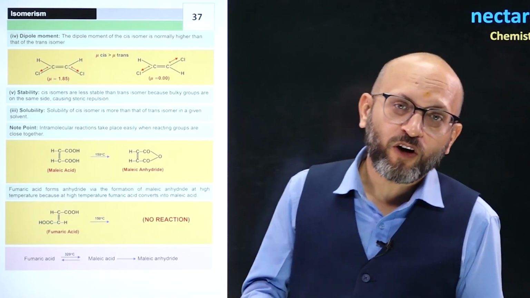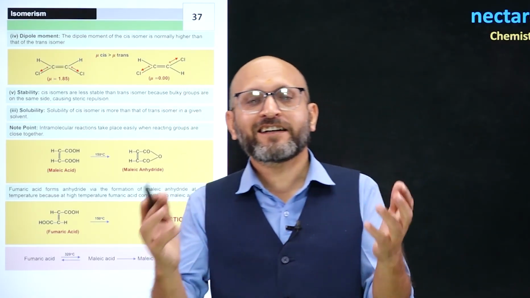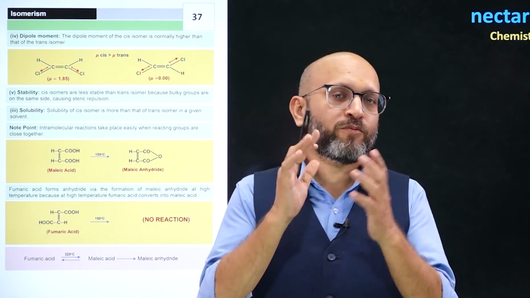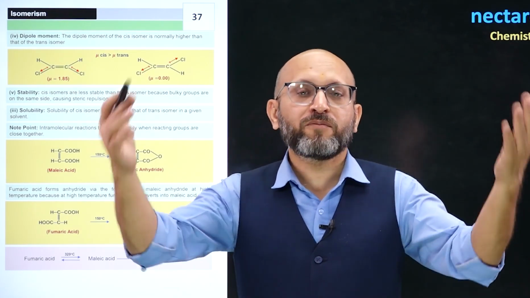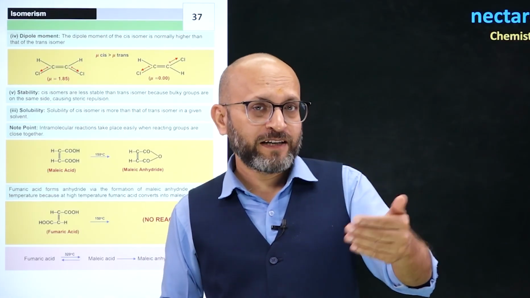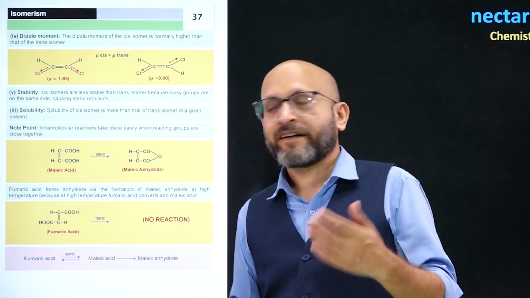Next point is solubility. Solubility is more for cis. Why is that so? Because cis has a greater dipole moment, so it has more polar character. So being more polar, it will be more soluble in polar solvents. So more solubility will be in aqueous solution for the cis isomer, right.